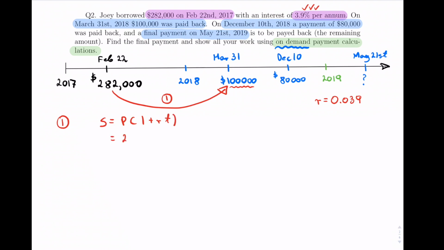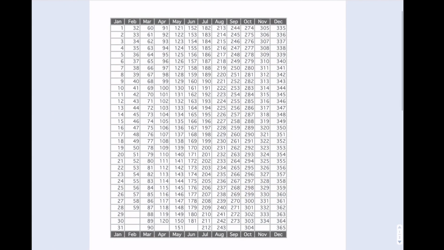And we have, so 282,000, 1 plus, so now our interest. And now we need to know the difference between the two dates. So February 22nd, now luckily nothing here is in a leap year, 2017, 18, or 19. So we can use our calendar to try to find out. So I'm going to find out first. Okay, so February 22nd. So I will do it the long way for you, just so that you can see it.